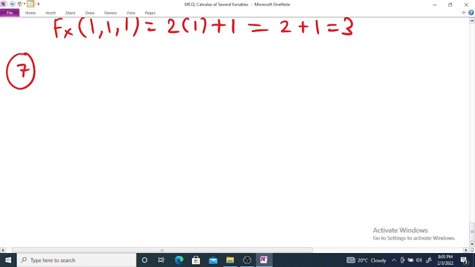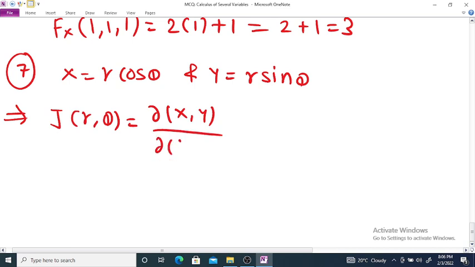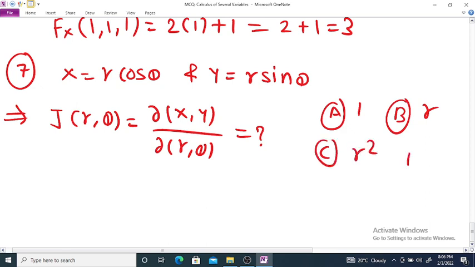Now the next, example number 7. The Jacobian of coordinate transformation. What is the Jacobian of x equal to r cos theta and y equal to r sin theta? That is, we transform x and y to polar coordinates, and we want to determine the Jacobian of this transformation, that is, the Jacobian of r theta, equal to ∂(x,y) divided by ∂(r,θ). The options given are: a is 1, b is r, c is r square, and d is 0.